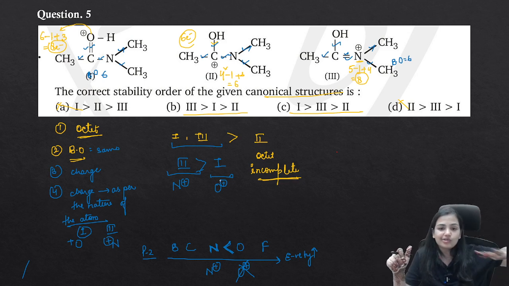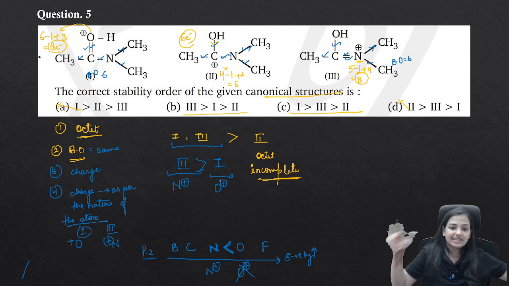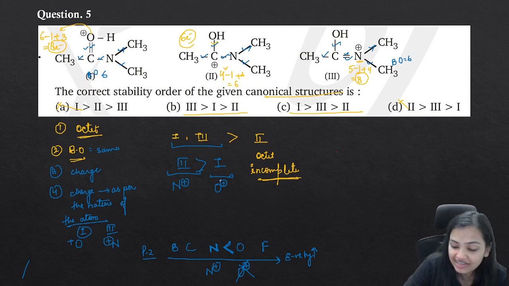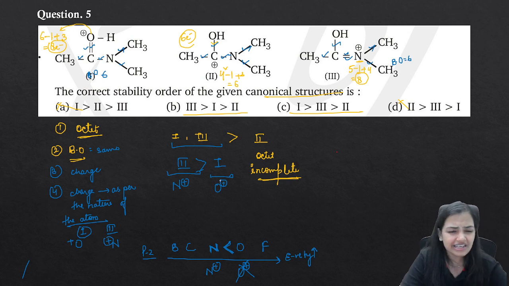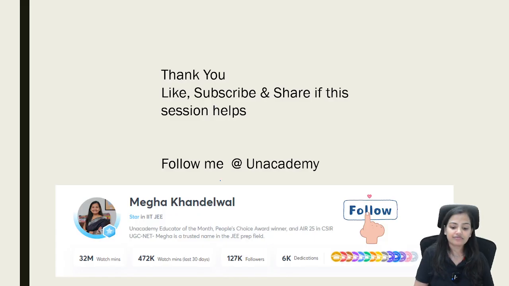So just follow all the points. These points are very simple, and you will be able to solve any number of questions that you get. Usually, you know why I have come up with this particular session? Because whenever there is a question of resonance stability, I have seen some students count the number of canonical structures and then say this will be more stable.